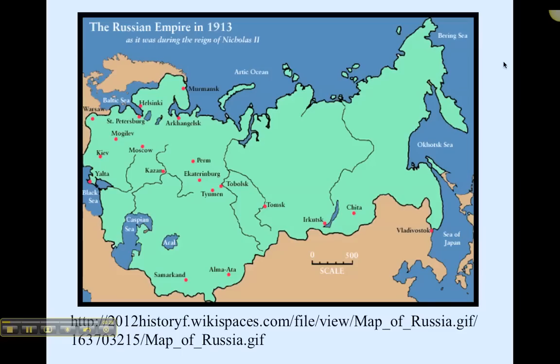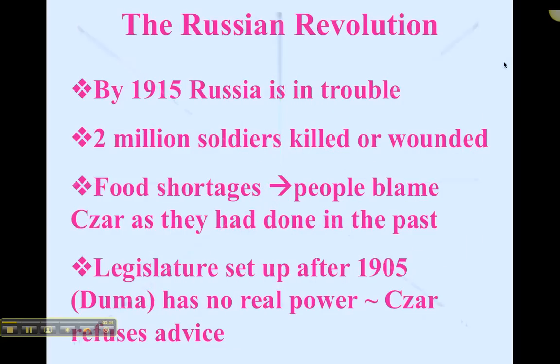But the devastation inflicted during the battles of World War I led to such widespread rioting that it caused the end of the 300-year-old dynasty. This video and the subsequent videos will explore further the causes and effects of the Russian Revolution.